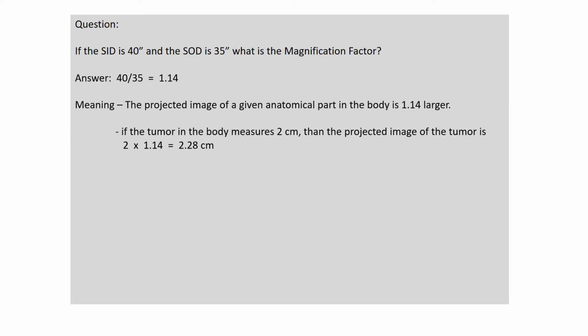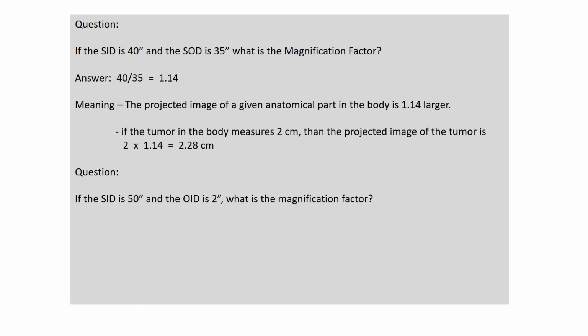So, as an example, if the tumor in the body measures 2 centimeters, then the projected image of the tumor is 2 times 1.14, that's 2.28 centimeters. So in the body, the tumor is 2 centimeters. Radiographically projected, it's going to be at 2.28 centimeters, a little bit larger because, of course, there's always magnification.